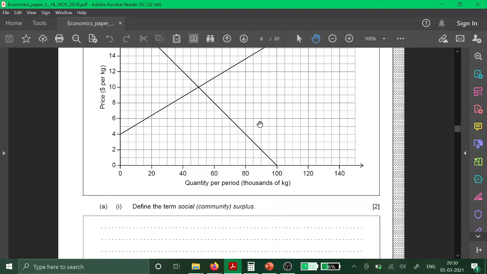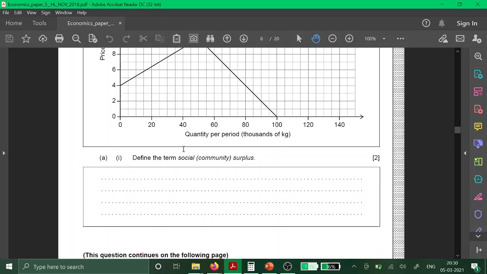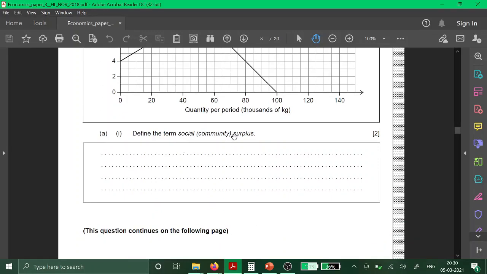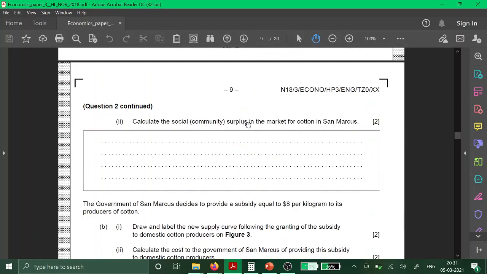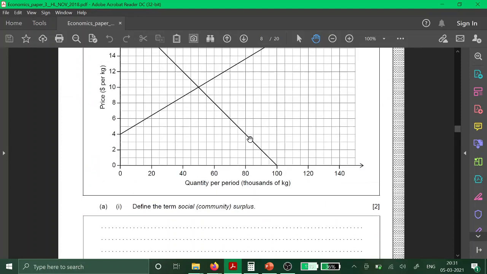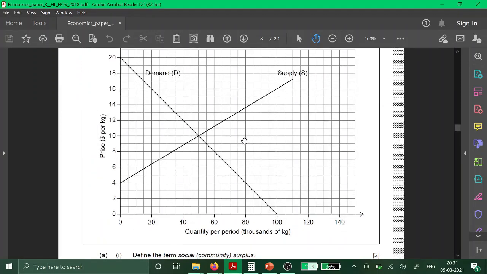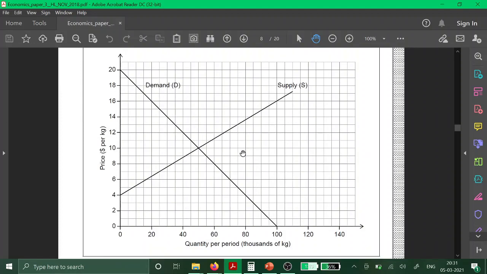Okay, let's do it. So this is the definition that social surplus is the sum of consumer surplus and producer surplus. Exactly. So now next question is, you have to calculate social surplus. So let's find it out. First the consumer surplus, then the producer surplus. So what is the consumer surplus here?